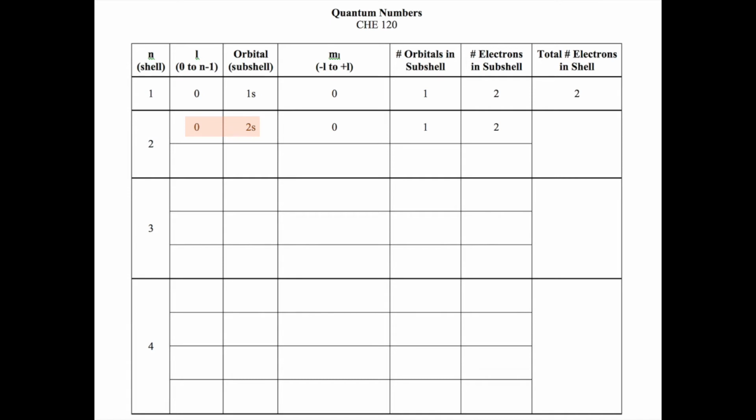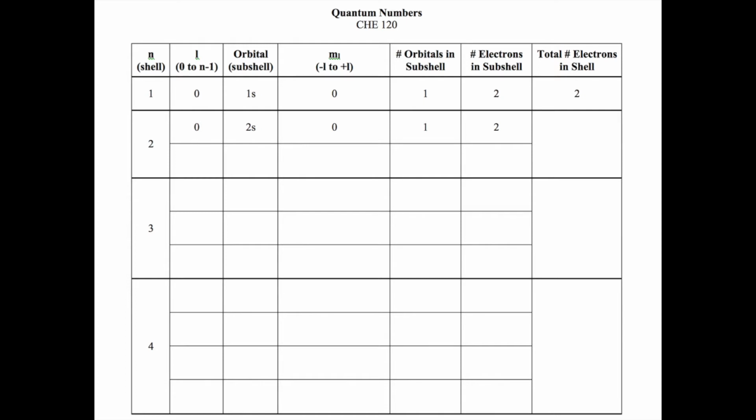This s orbital lies in the second shell. That means it's a little bigger, it's a little higher in energy, and the electrons that sit in this 2s orbital are going to be farther away from the nucleus than the electrons that sit in that 1s orbital. Because our l value is 0, the only possible value for m sub l that we have is also 0. So my second set of quantum numbers is n equals 2, l equals 0, m sub l equals 0. That means that in that 2s subshell, we've got one orbital that holds 2 electrons.